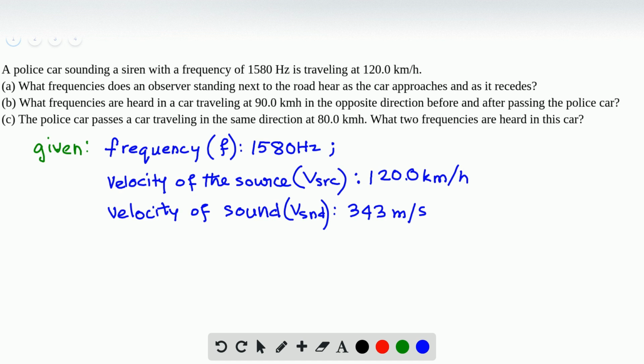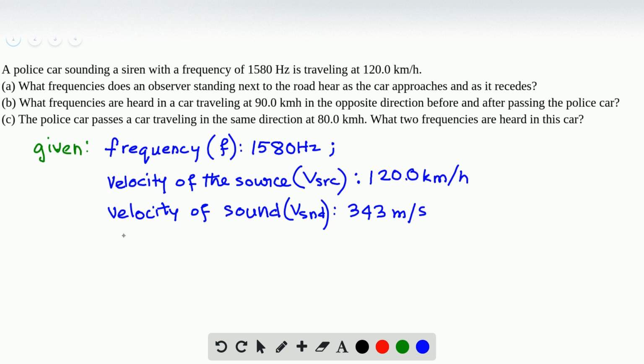So in other words, how does the frequency change if the car is approaching towards him or receding from him? First of all, let's see what's given here. We have the frequency, which is 1580 hertz. We have the velocity of the source, in our case the police car with the siren, so it's 120 kilometers per hour.